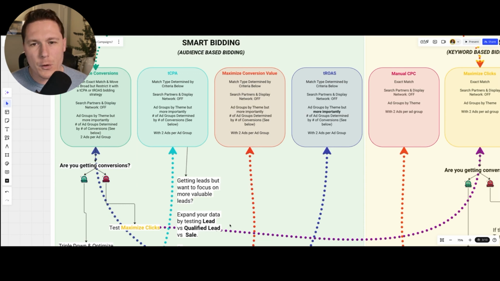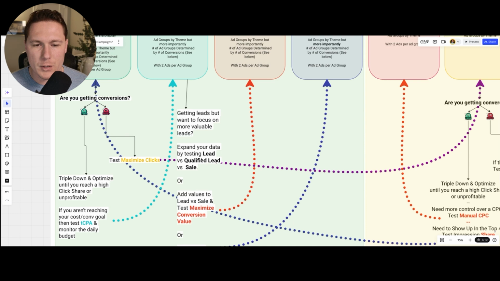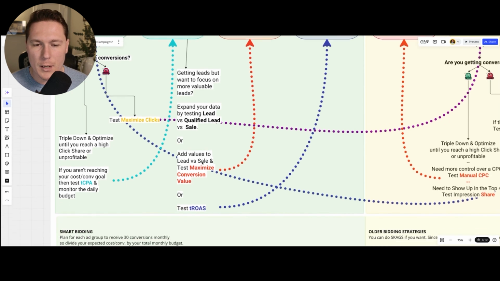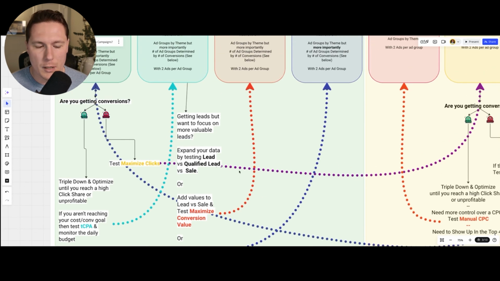Again, if you're not really reaching your maximize conversion value goal, you'll have to be very strategic in what values you assign to the qualified leads versus lead versus sale, and make sure that there's a big difference between the lead and qualified lead from a value standpoint. So just keep that in mind.